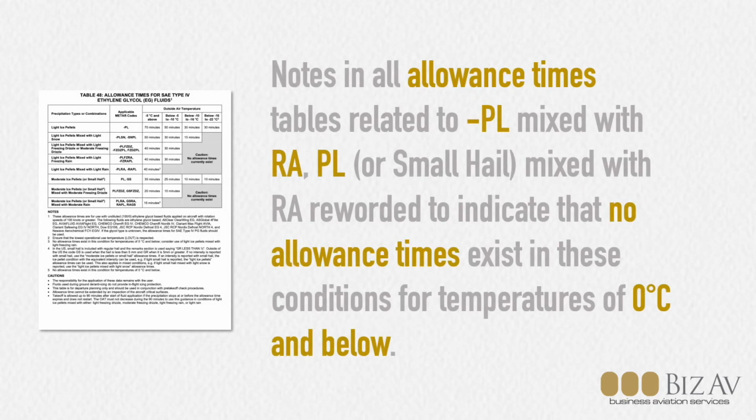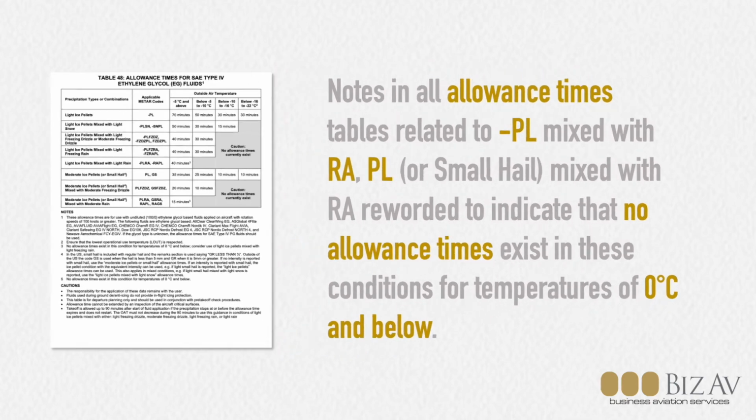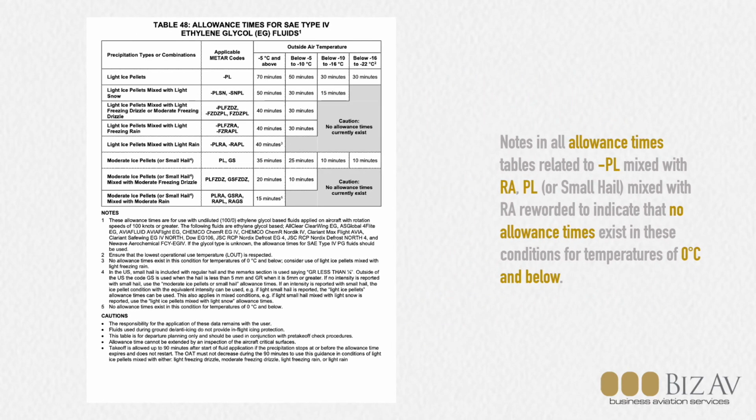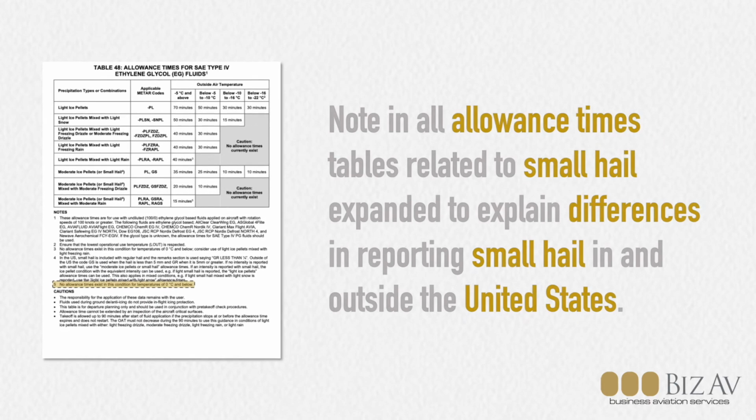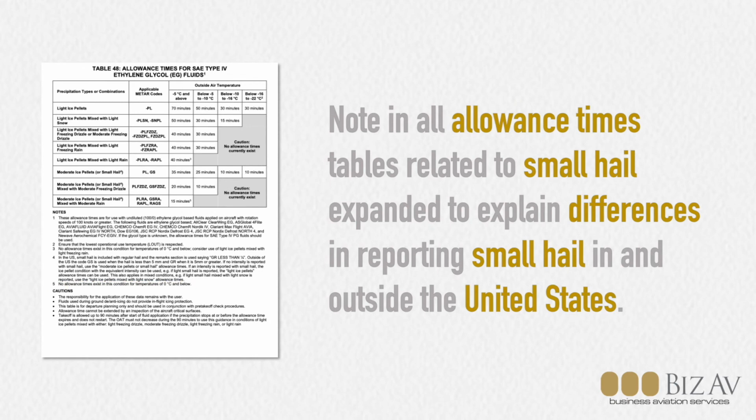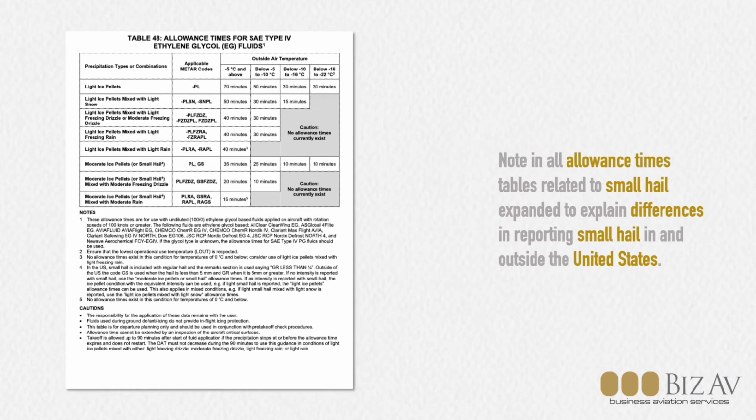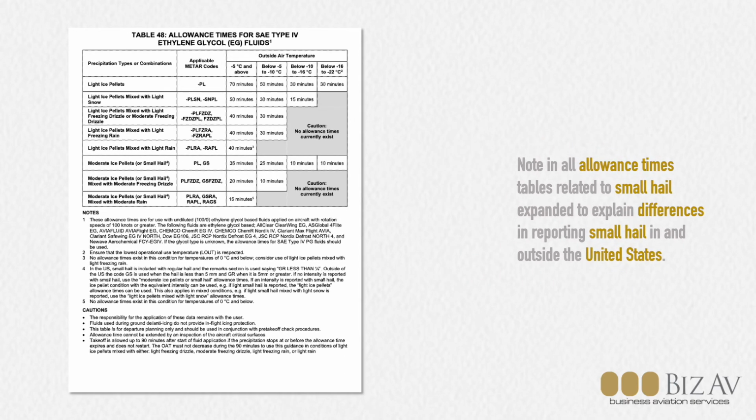The notes in all allowance times tables related to light ice pellets mixed with rain, and moderate ice pellets, or small hail, mixed with rain, have been reworded to indicate that no allowance times exist in these conditions, for temperatures of 0 degrees Celsius and below. The note, in all allowance times tables, related to small hail, has been expanded to explain differences in reporting small hail, in and outside the United States.